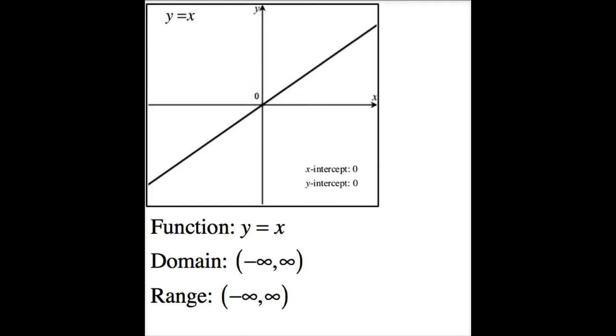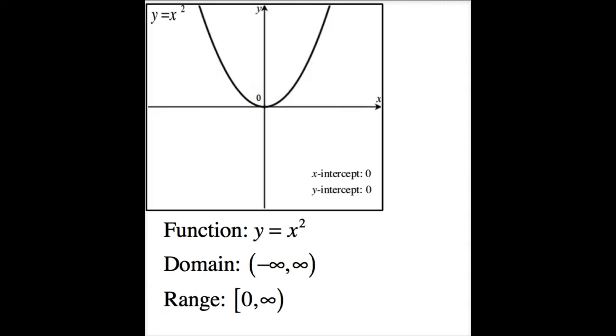What about a line? Y equals x. The domain for all lines is negative infinity to positive infinity, and the same with the range. What about parabolas? Well, for parabolas, you need to find where that vertex is. The domain for all parabolas is from negative infinity to positive infinity, but the range will be from the vertex on up to positive infinity.